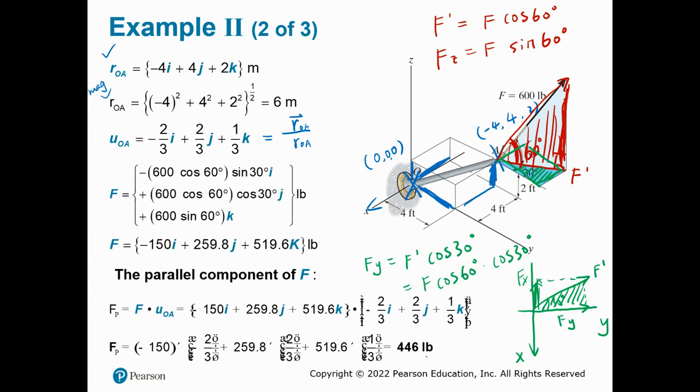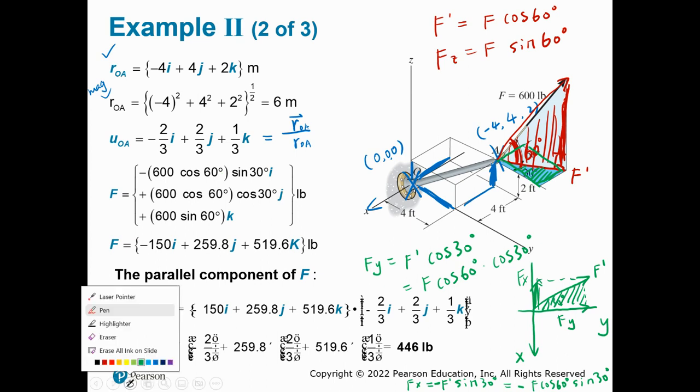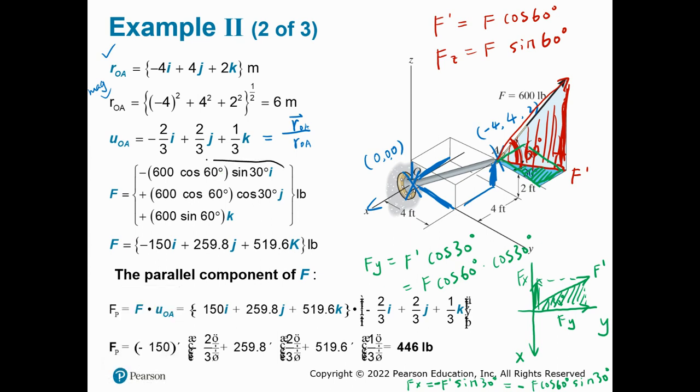Same thing, we want to do your Fx. Fx is going to be F prime sine 30, but negative, because I'm going the opposite direction of the positive x. Then plugging in the F prime from up here, you have negative F cosine 60, and then multiply by sine 30. Anyway, what I just derived is this part right here.